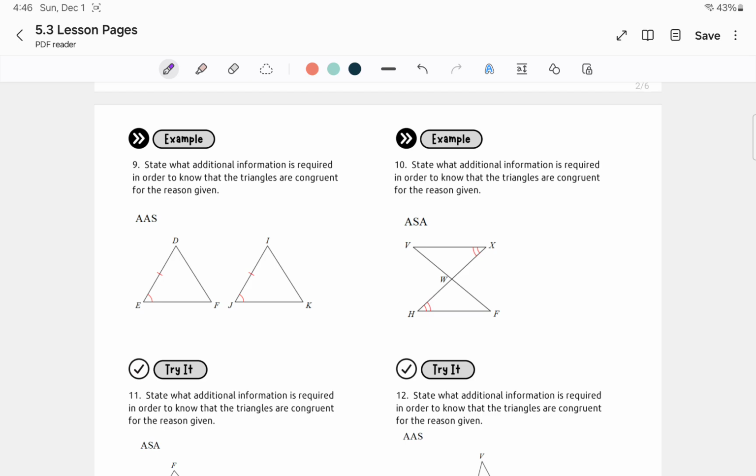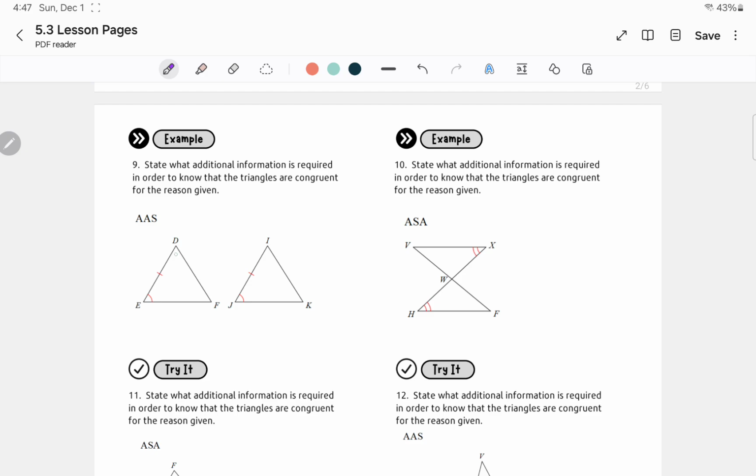So for number 9, we have an angle congruent. They've already marked E and J are congruent. They've already marked that this side, ED and JI, are congruent. So they're saying, what is the other angle here, right? Because it's already an angle on a side, so we need that second angle. Which one would have to be congruent for this to be AAS? And so it matters, right, which one.